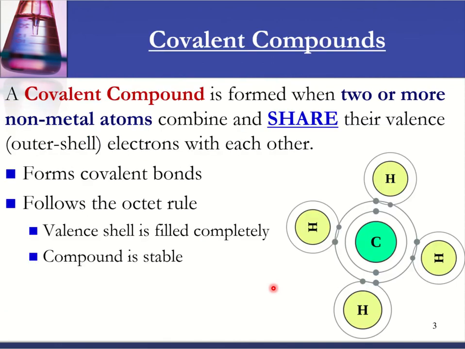Firstly, what we said is that covalent compounds are formed when two or more nonmetals combine and share their valence electrons. The idea is when we're forming covalent bonds, following the octet rule, we ensure that the valence shell, so the most outer shell of all the elements, is completely filled, and then therefore we have a stable compound.